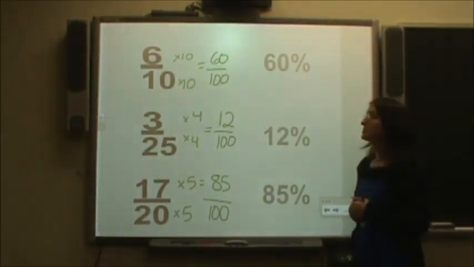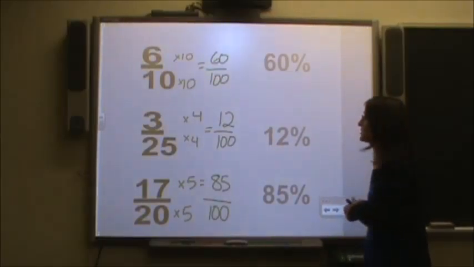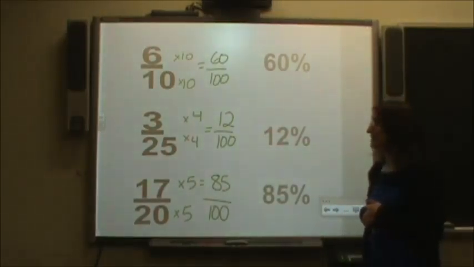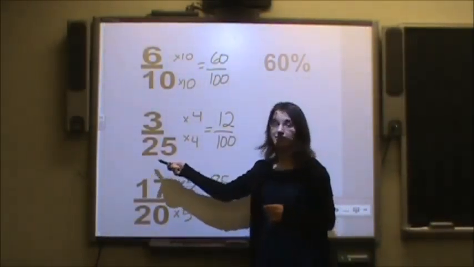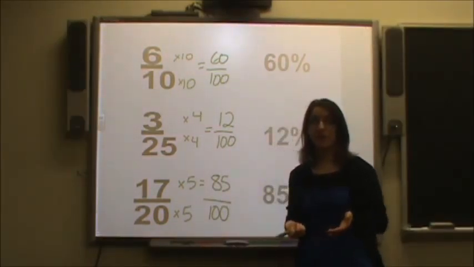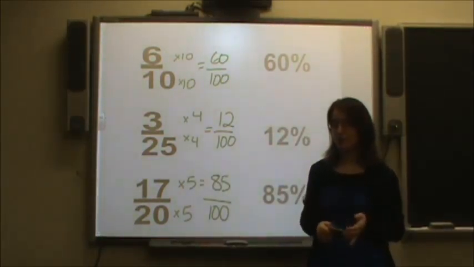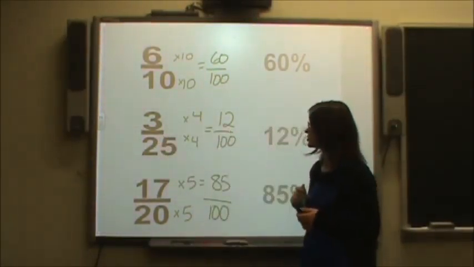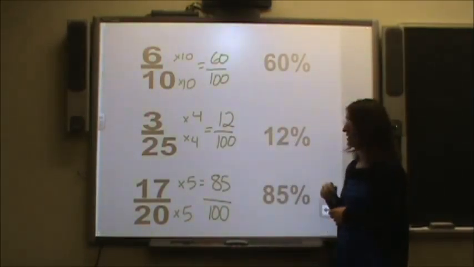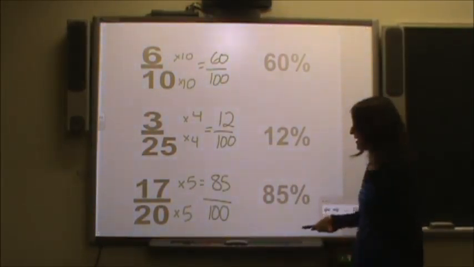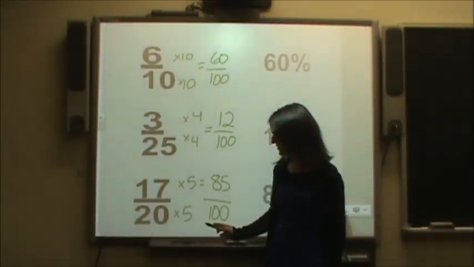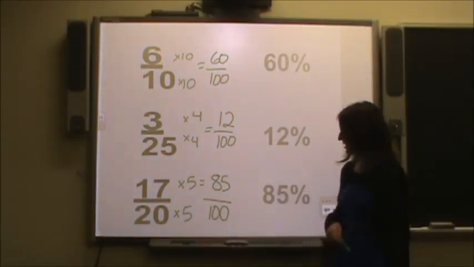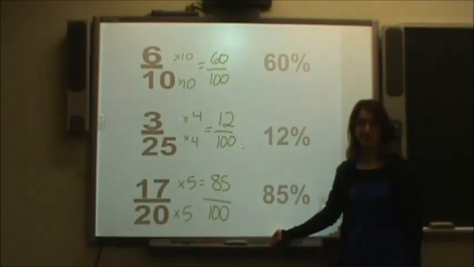For 6/10, you would multiply both the numerator and denominator by 10, and you would get 60 over 100, which then leads to 60%. For 3 out of 25, the way I figured out how many 25s there are in 100 is thinking about quarters. And I know that a quarter is 25 cents, and there's 4 quarters in a dollar. So 25 times 4 is 100, and 3 times 4 is 12. So 12 out of 100, that then gives me the percent of 12%. Down here, I did 20 times 5 and 17 times 5, because I know there's 5 20s in 100, and I got 85 out of 100. So my percentage is 85%.